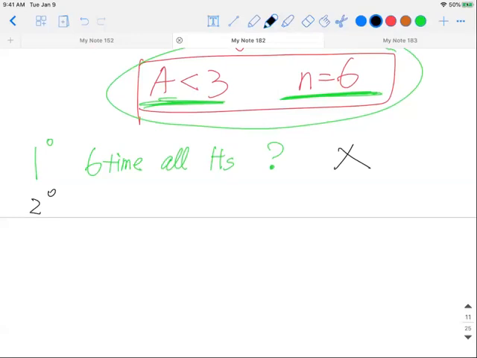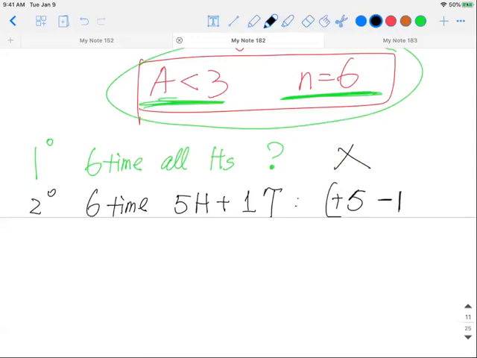Second, 6 times 5 heads plus 1 tail. Is it possible? 5 heads plus 1 tail. Not possible. You don't have to waste your time on the allocation of head first, tail first. 5 heads already give a positive 5. 1 tail gives you a negative 1. You put them together, you already have positive 4. Like I mentioned, in order to make it happen, A must be less than 3, not even equal to 3. Here, already A is equal to 4. Forget about it.